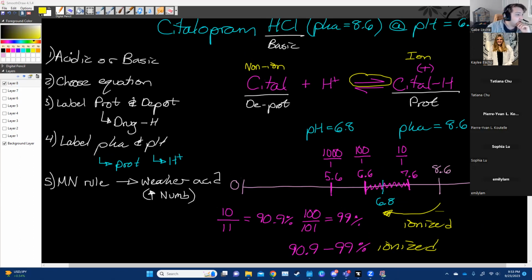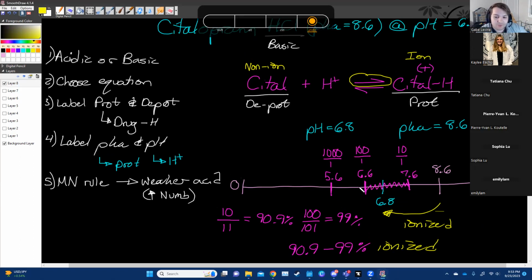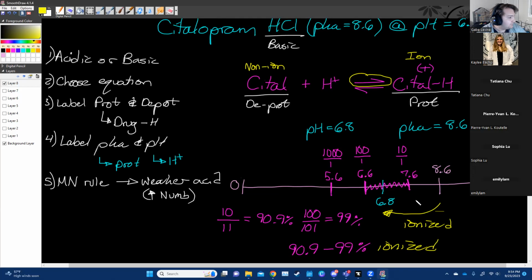Could we have done also 1,000 to 1? You could, but generally what we do is we pick the two numbers that it would fall in between. So we can see that 6.8 falls in between these two positions. So it would make sense to choose those. Because otherwise it would be 90 to 99.9. It'd be too big.